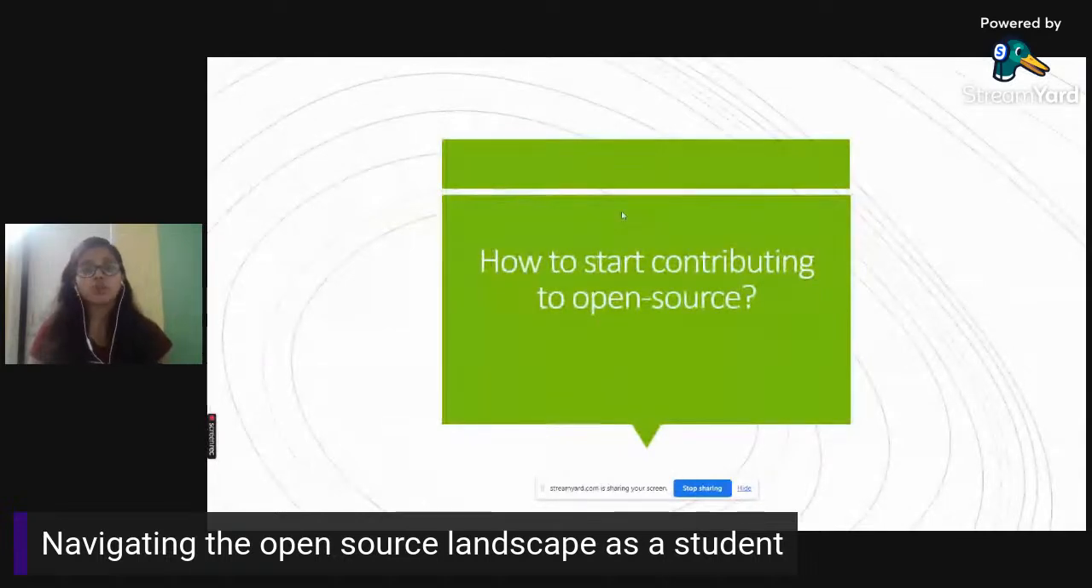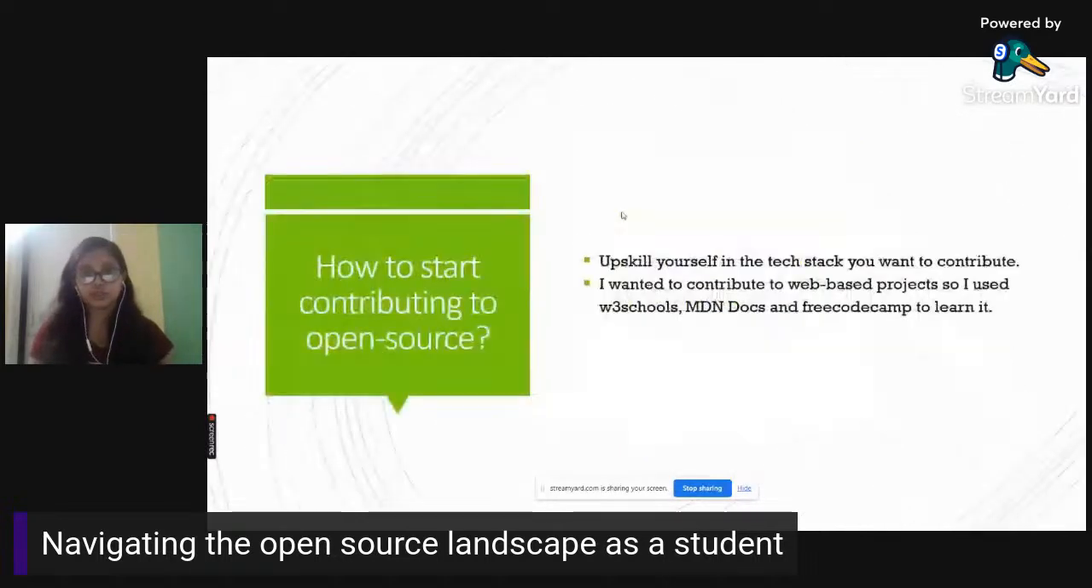Now it comes to how to start contributing to open source. The first thing that I feel is important before starting to contribute is upskilling yourself. A bit of upskilling, just know the basics. Let's say I contribute mainly to web development projects, so I can talk about that. I just learned the basics of HTML, CSS, and JavaScript from W3Schools, MDN Docs, and freeCodeCamp, and that helped me get started.